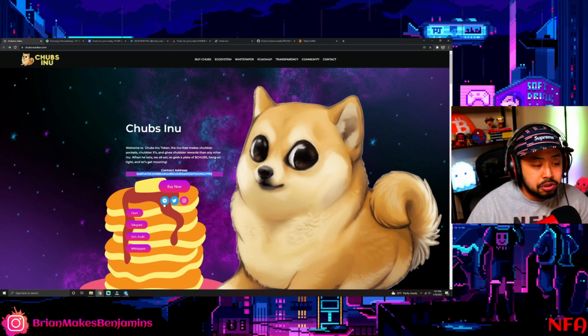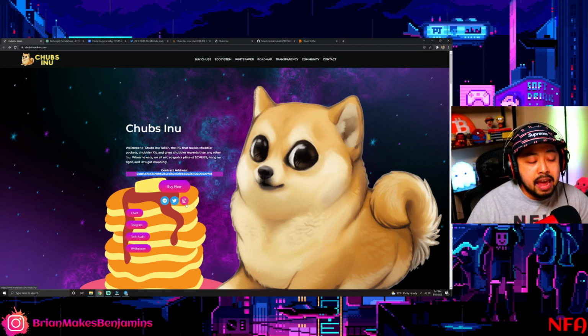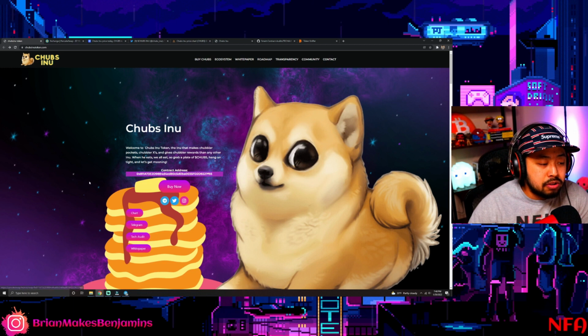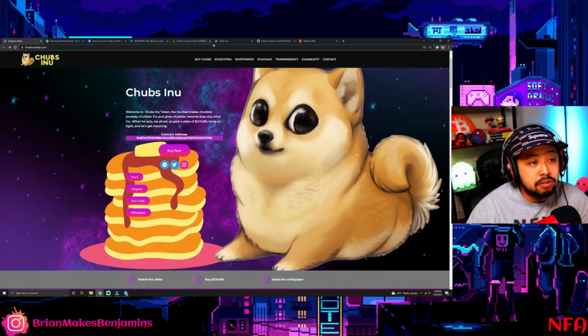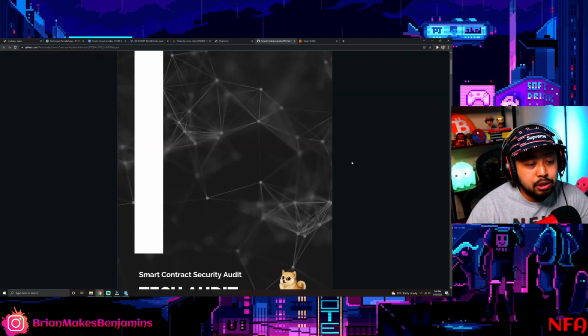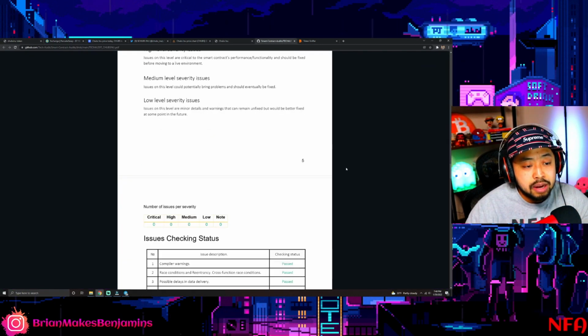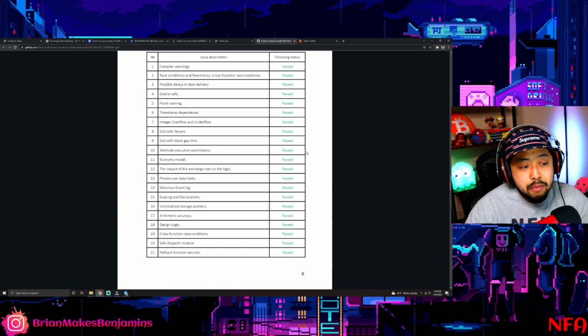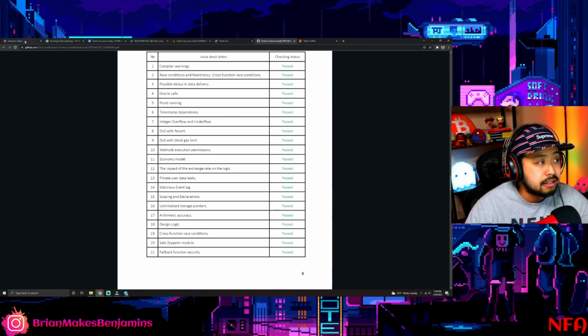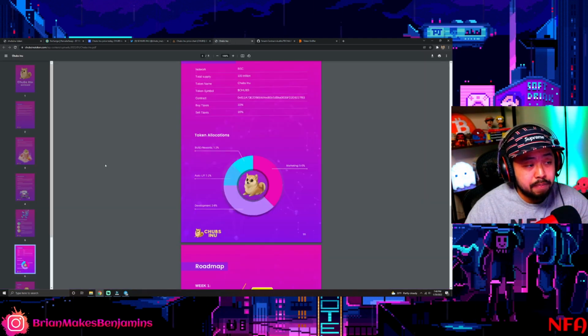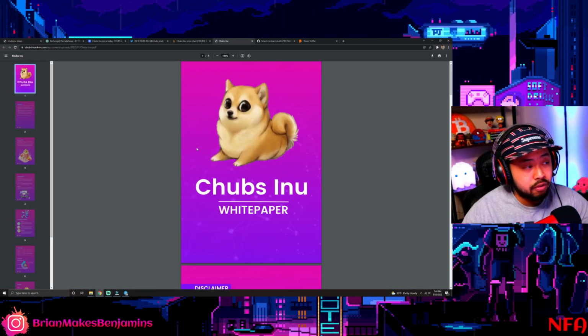So then they have the socials right here: Telegram, Twitter, and Instagram. And we'll go into all those in a little bit. And here's the chart, the Telegram, and they also already have their audit right here, which we have. And as we scroll all the way down to the bottom, we can see that they passed everything with flying colors, guys.